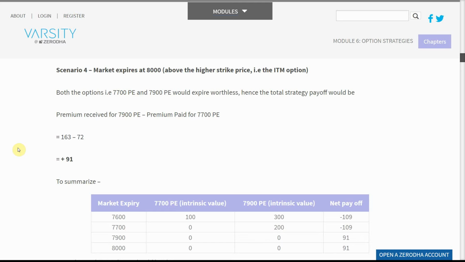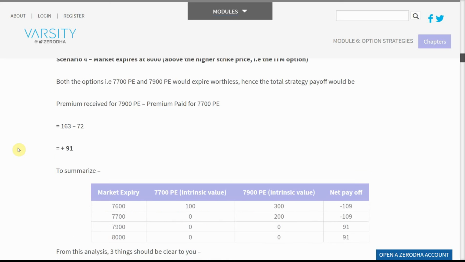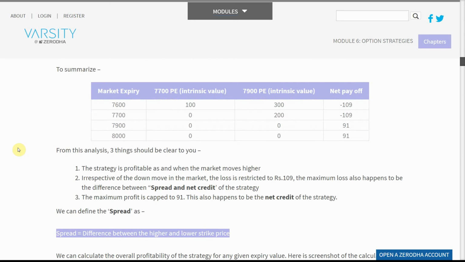To summarize: market expiry, 7,700 PE intrinsic value, 7,900 PE intrinsic value, net payoff. 7,600: 100, 300, -109. 7,700: 0, 200, -109. 7,900: 0, 0, +91. 8,000: 0, 0, +91. From this analysis, 3 things should be clear to you.